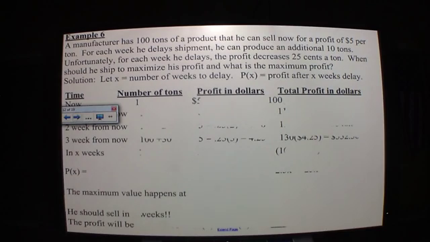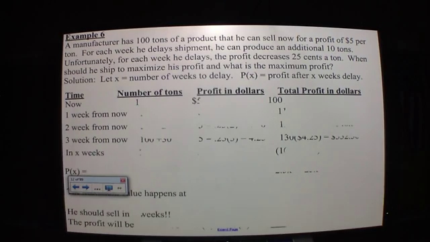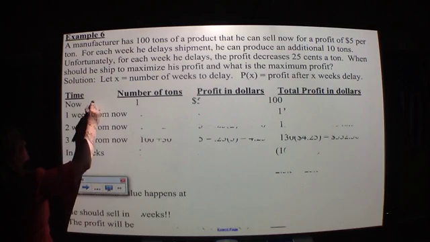Next one. A manufacturer has 100 tons of a product that he can sell now for a profit of $5 per ton. For each week he delays shipment, he can produce an additional 10 tons. Unfortunately, for each week he delays, he decreases his profit by 25 cents a ton. When should he ship to maximize his profit? And what is the maximum profit? So I'm going to say let x be the number of weeks to delay. So right now, that would be not delaying, so time would be 0.